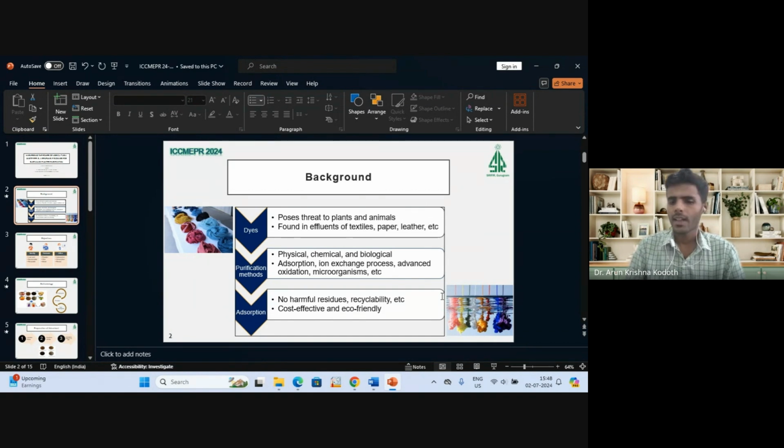So there are many methods also, like physical, chemical and biological methods, such as adsorption, ion exchange processes, advanced oxidation process, and microorganisms and enzymes. All those have been used for the purification of water which is polluted by dyes. Here, we chose adsorption, which does not cause any harmful effect to aquatic organisms by creating residues after the treatment process, and it can be recycled. Also, it is a cost-effective and eco-friendly method, as is seen from the literature.